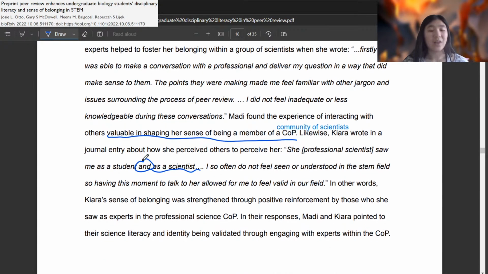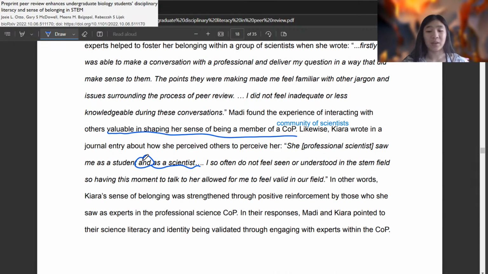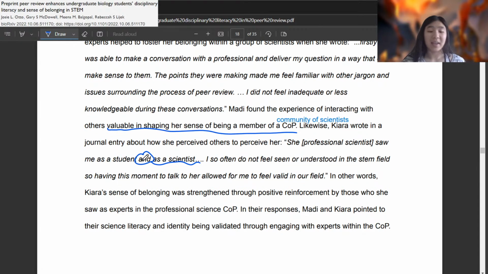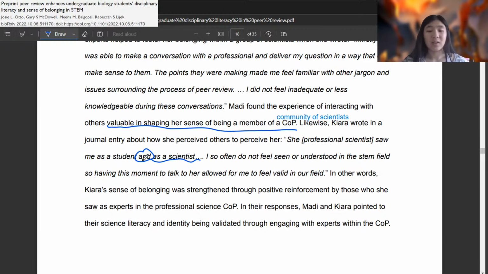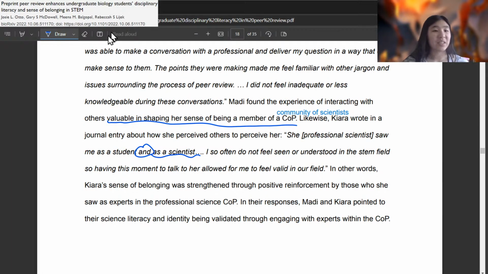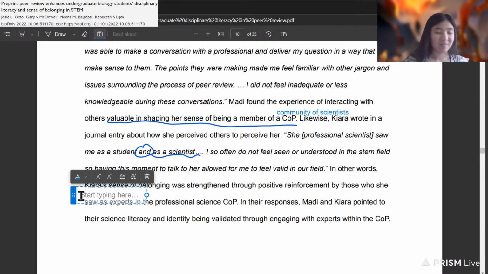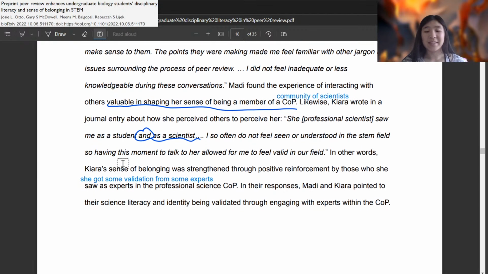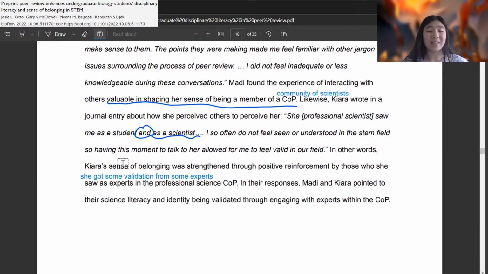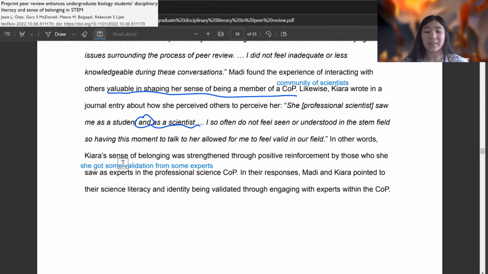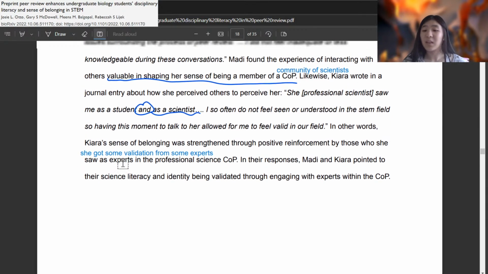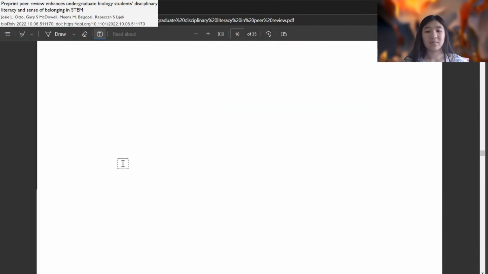In other words, Kiara's sense of belonging was strengthened through positive reinforcement by those who she saw as experts in the professional science community of practice. So basically, she got validation from some experts, which is pretty good. In their responses, Maddie and Kiara pointed to their science literacy and identity being validated through engaging with experts within the community of practice.